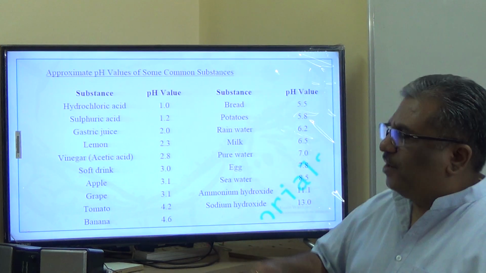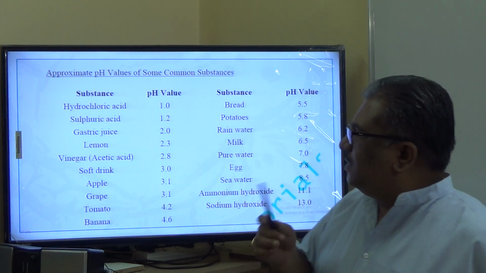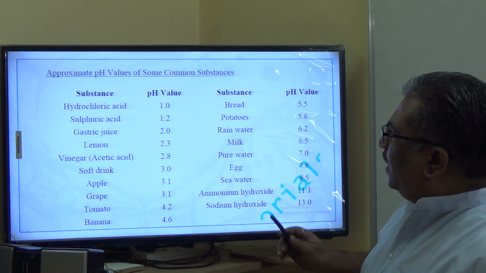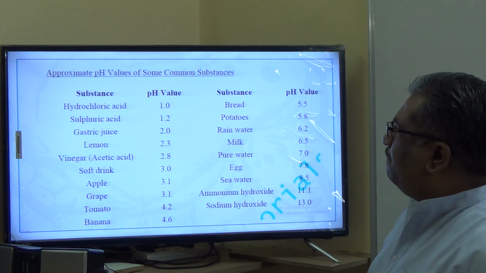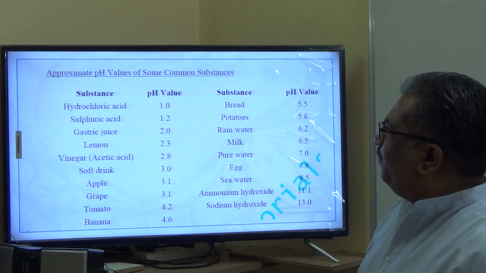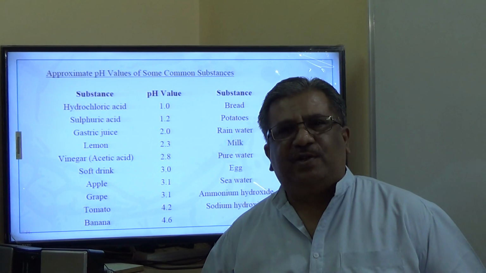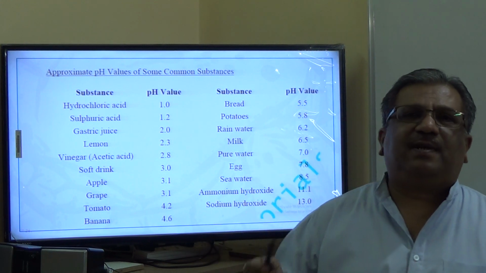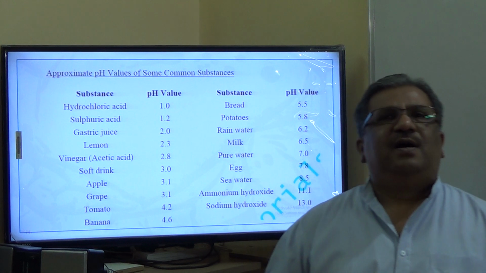Yes, approximate pH values of some common substances you can see. Our interest is blood, basically 7.4, and lemon about 2.3. See, these are all subjective. There is one activity 2.11 which is listed. You have to work out activity 2.11 yourself, and one important thing out of that is saliva.